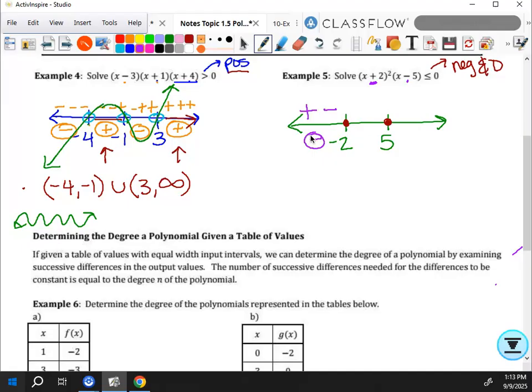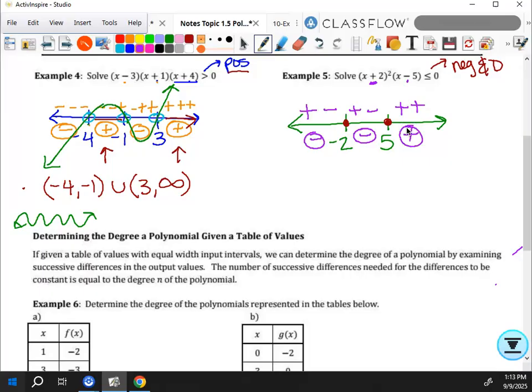Then between -2 and 5, what can I choose? 0. The first one's going to be positive no matter what. I don't even have to think about it. And then the second one's going to be negative. That makes it negative overall. Then 6. First one's going to be positive no matter what. 6 minus 5 is positive. That makes that positive.